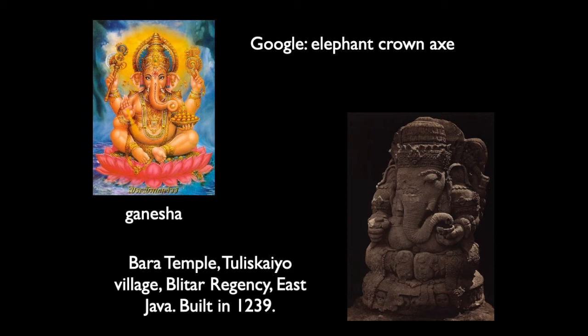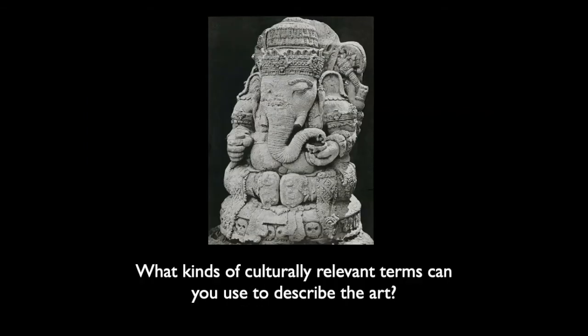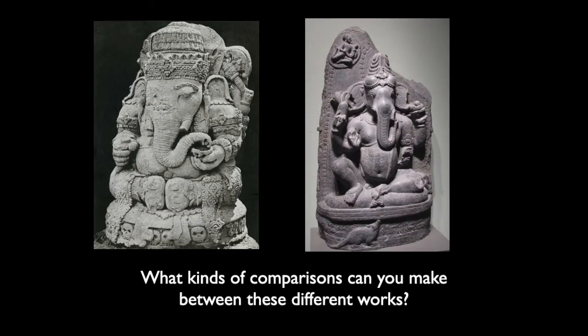So now that we've identified this thing, we want to start to understand the statue further and get to understand who is Ganesh and why is this Indian deity in Indonesia, several thousand miles away. So what kind of culturally relevant terms can we use to describe the art? How can we understand Ganesh and this statue and what kind of meanings did this actually have for the people of Indonesia? So we can start to make comparisons with different kinds of artworks.